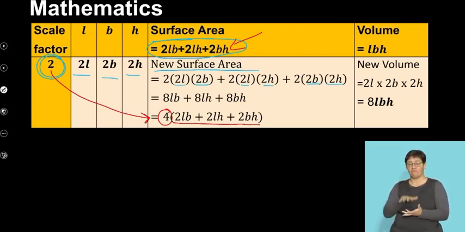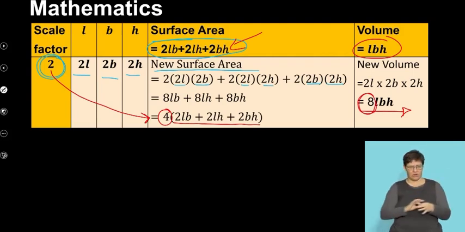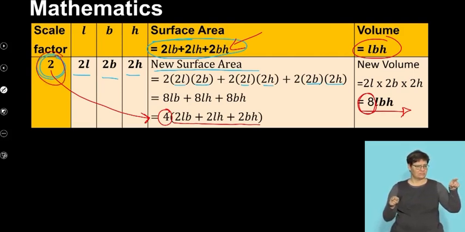Cool. Let's look at what happens to the volume. Now instead of length times breadth times height, I now have 2 lengths times 2 breadths times 2 heights. And this gives me a result of 8 length times breadth times height. Also, everyone, I'm going to start asking if you see any connections between the relationship of the new volume and the scale factor. So I want you to start looking, is there any connection at all between the scale factor and how I can write the new volume?